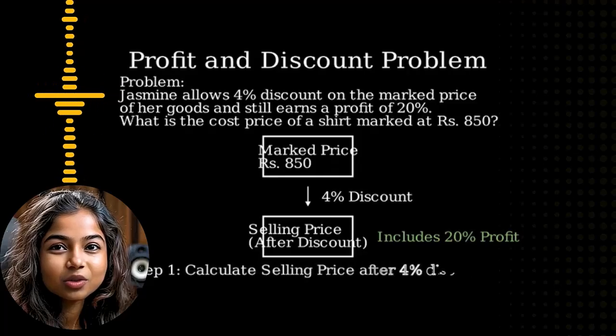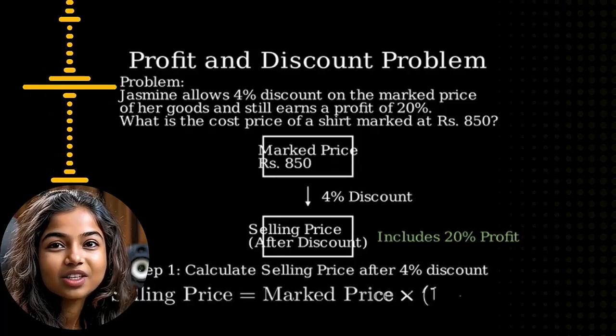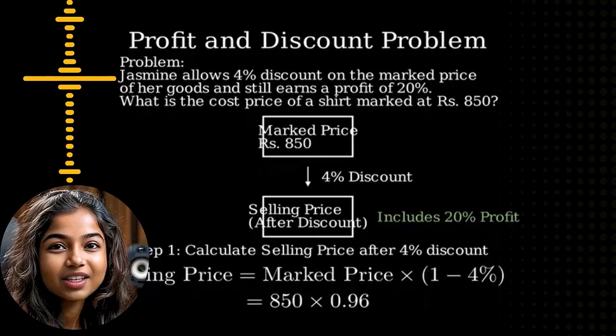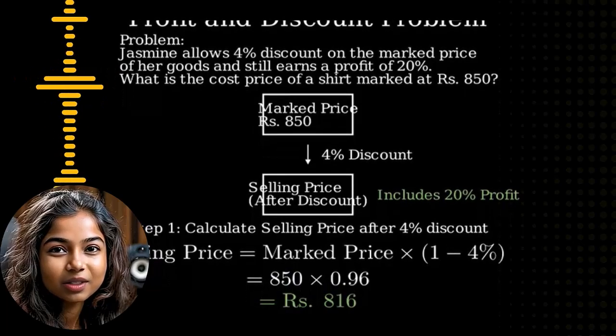First, let's calculate the selling price after the 4% discount. To find this, we multiply the marked price by 96%, or 0.96, since 4% is being subtracted. So 850 times 0.96 equals 816 rupees.